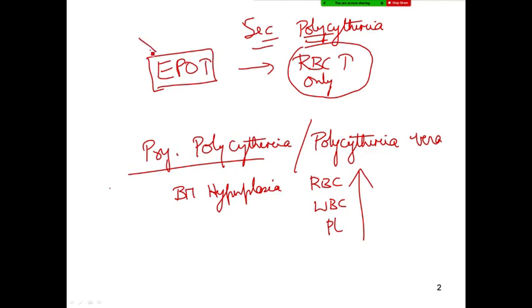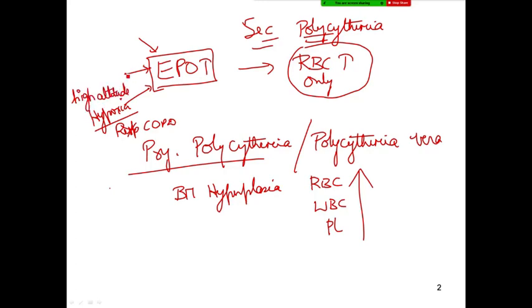So what are the possible causes which can cause only erythropoietin excess? Hypoxia. Any condition of hypoxia. Good. And what are the diseases which can cause hypoxia? COPD. Any respiratory disease. Good. COPD. Or physiologically, where do we see hypoxia? High altitude. High altitude, physiologically.